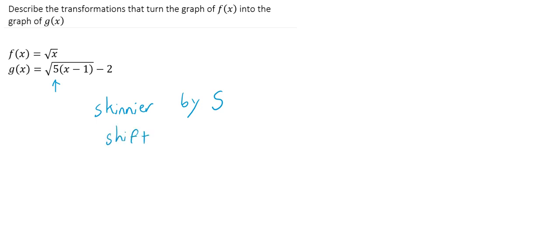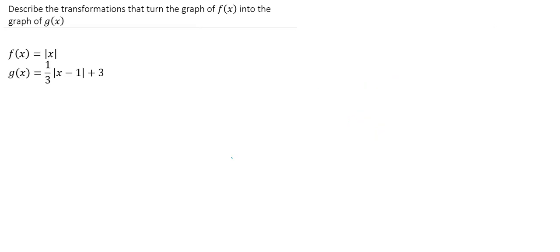We shift right by 1 to the right because this was a minus. And we shift down 2. Down because this was minus. By the way, shift, I could also say translate to the right by 1, translate down 2.